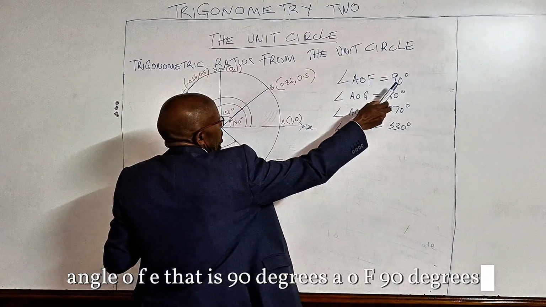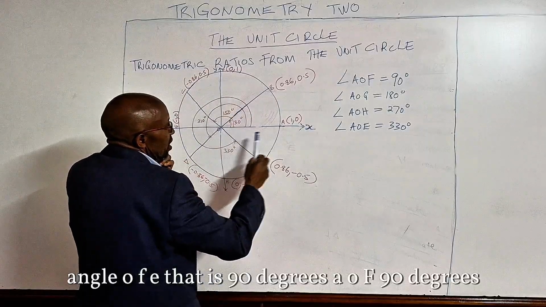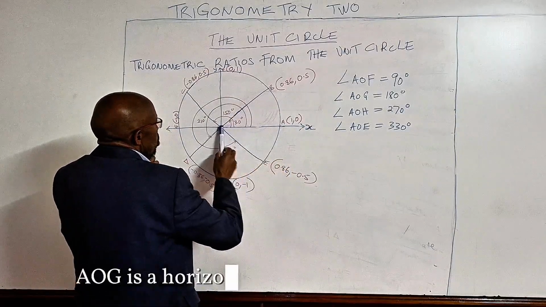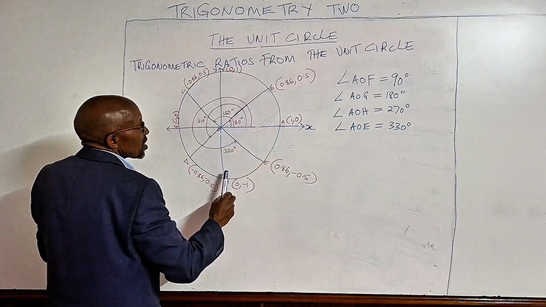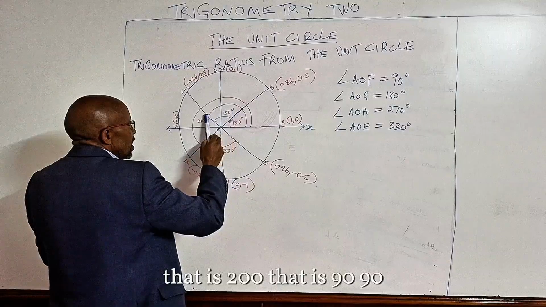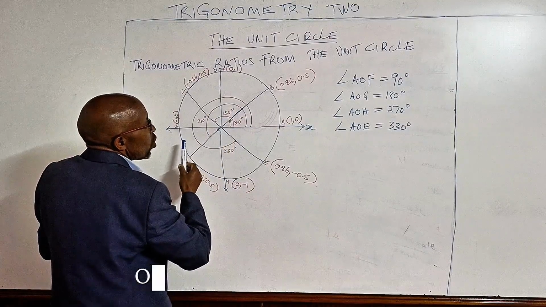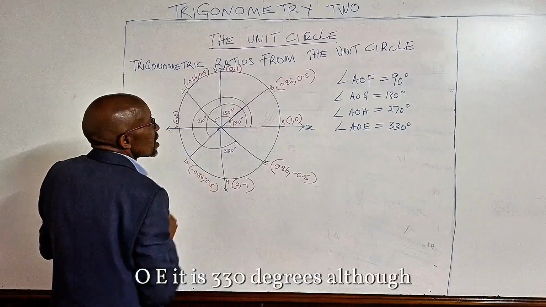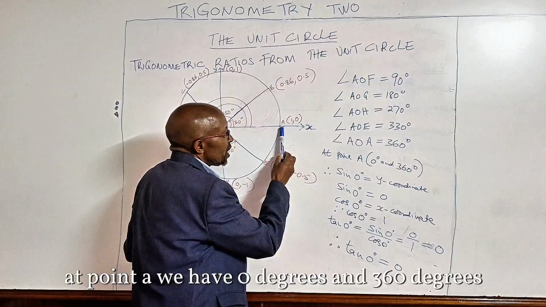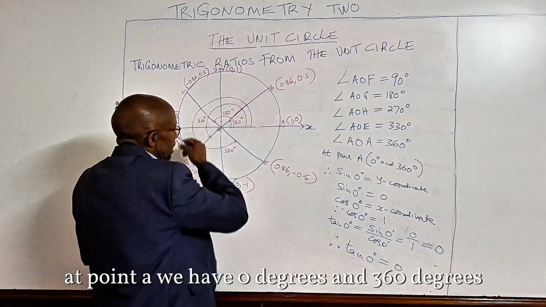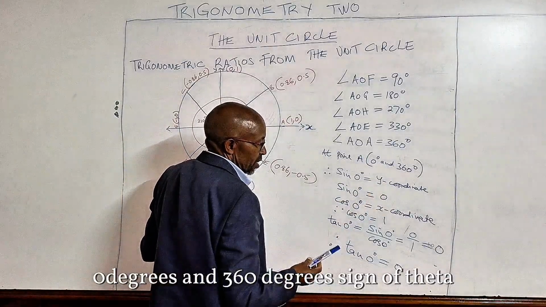Angle OFE is 90 degrees. AOF is 90 degrees. AOG is a horizontal line, 180 degrees. AOH is 270 degrees. And finally, AOE is 330 degrees. At point A, we have 0 degrees and 360 degrees.